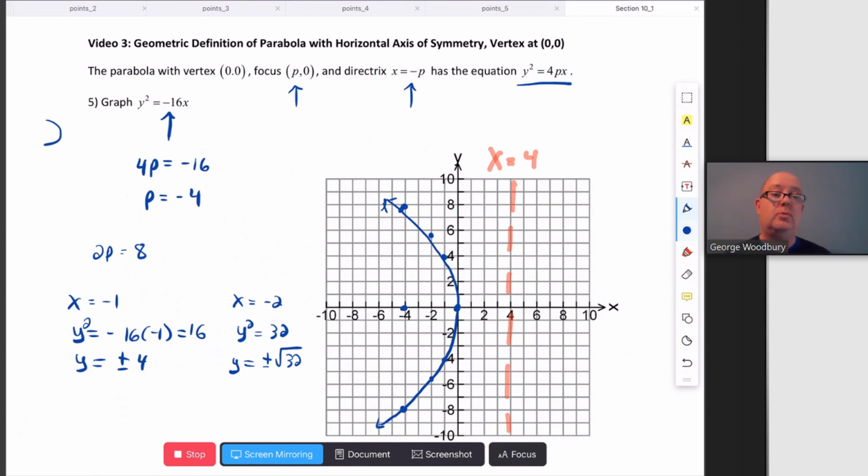So that's how we handle the ones that open left or right. In the next video, we'll take a look at what happens when the vertex is not at the origin.